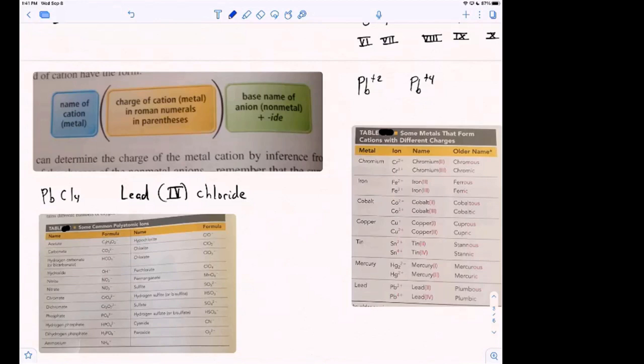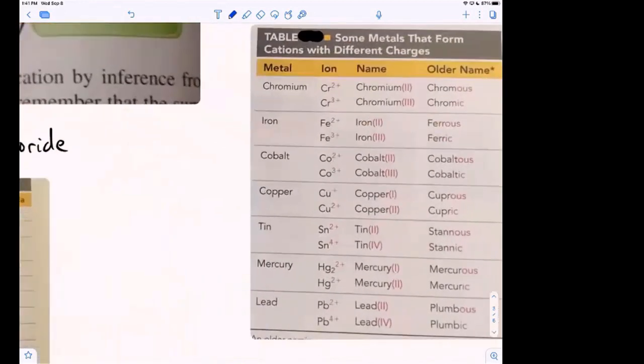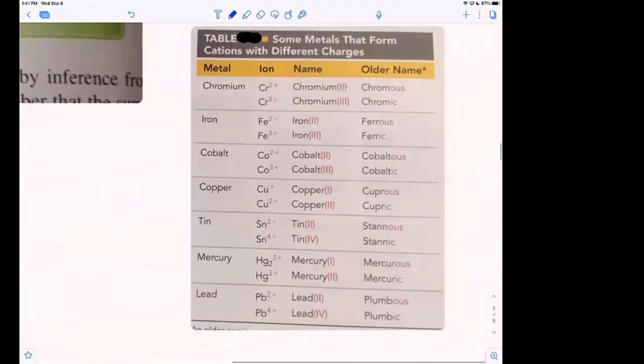And I'm just going to mention these quickly. This is not going to be tested on, but you might see this in other places. You can use this old way of saying things. So like iron, for instance, iron +2 is ferrous, and iron +3 is ferric.